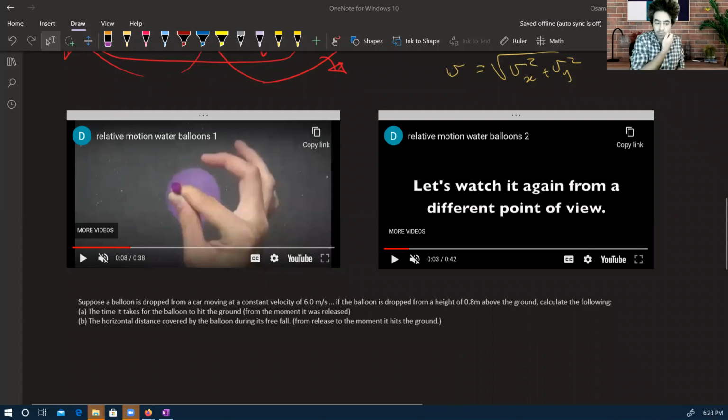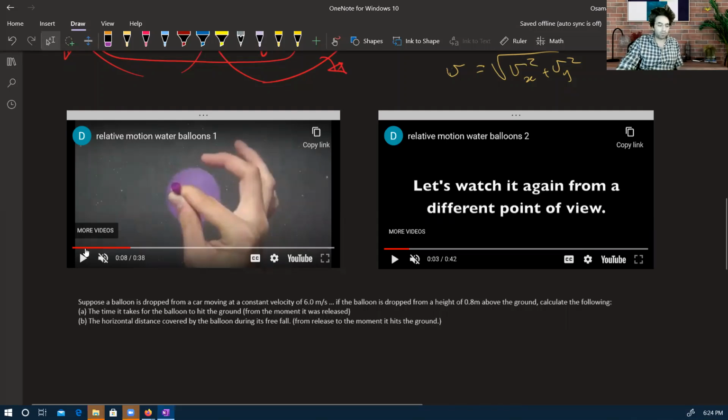So here's an example that you can watch in these two videos what the story is, but let me just tell you up front. The story is that a balloon is dropped from a car moving at a constant velocity, and we know that it's dropped from a particular height, and then we're going to want to calculate some kinematic things here. But first, let's just watch what the story is about.